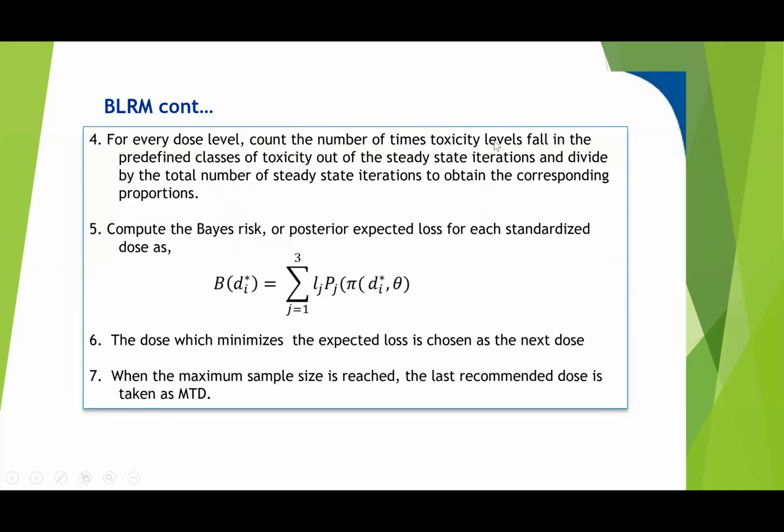So once we get a series of such values, we can partition them as belonging to the toxicity levels we had identified earlier, and then using those proportions of underdosing, proper dosing and overdosing, which we call PJ, multiply by the corresponding loss value and sum over the different toxicity levels, and we get an expected loss, called B of Di. This happens at each level of the dose we have tried. And by comparing these loss values, the dose which minimizes the expected loss is chosen as the next dose.